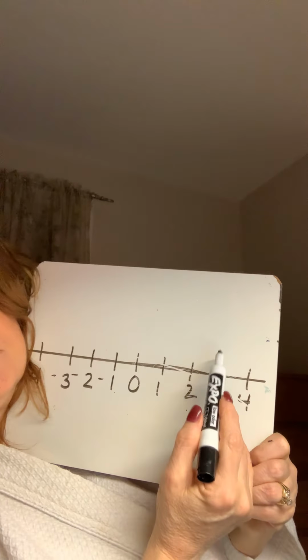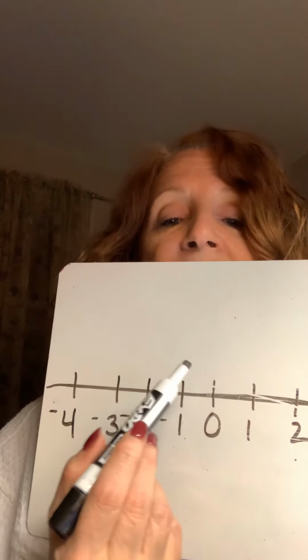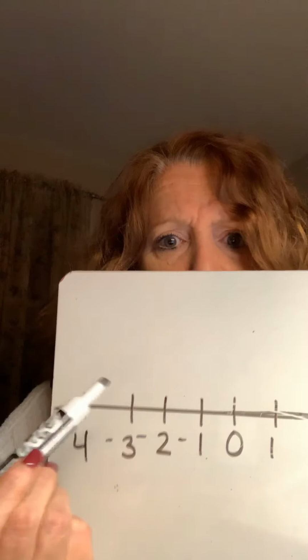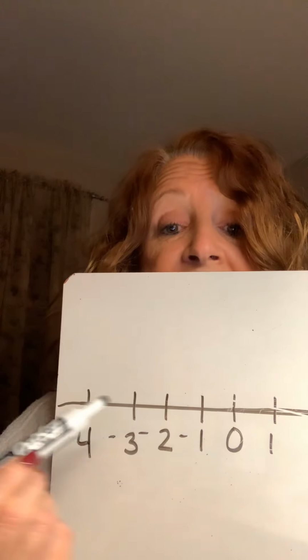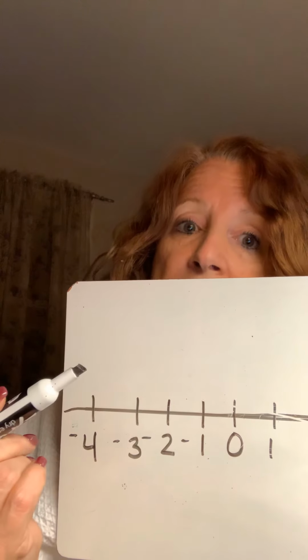Remember I talked about our cold day where it started at 4 degrees and then it went to 3 degrees and 2 degrees and 1, and then it got even colder, 0, and now it's -1 and -2 and -3 and -4. Cold, cold day. It went into the negative numbers.